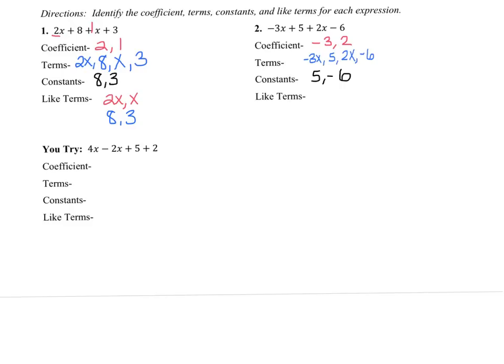And lastly, our like terms. What are our like terms in this problem? Well, our x values, our variables, are negative 3x and a positive 2x. So that's our first like term, negative 3x and 2x. And then our last like term are your numbers, 5 and negative 6. So 5 and negative 6.